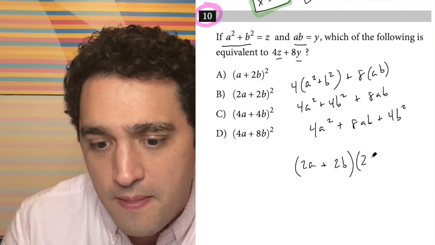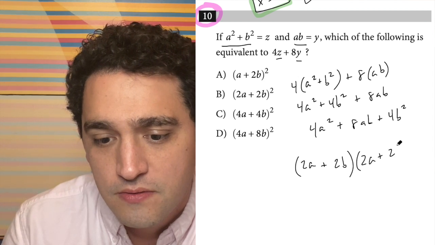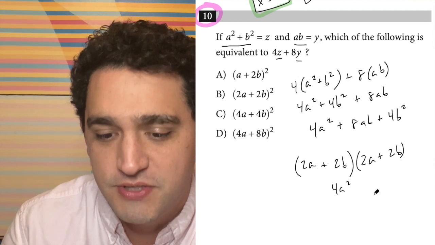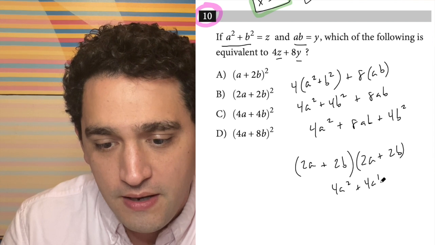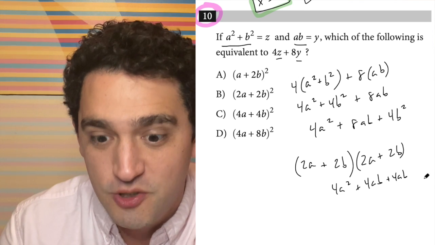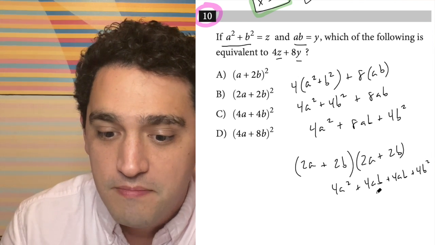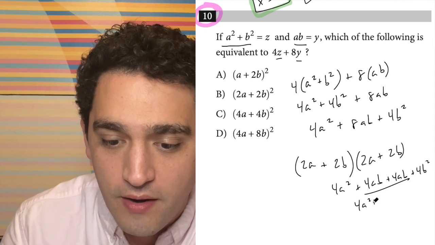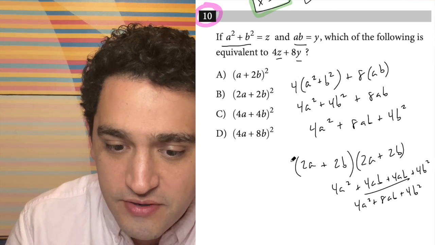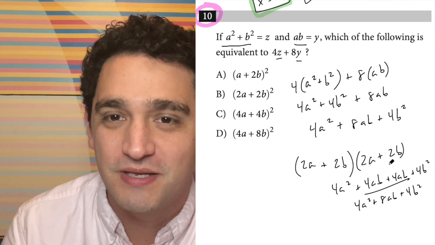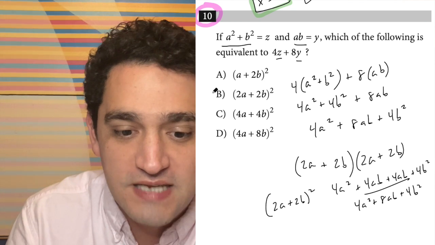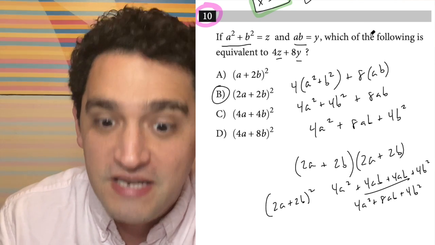Let's see if when we multiply this out, we get this. Well, 2A times 2A is 4A squared. 2A times 2B is 4AB. 2B times 2A is also 4AB. And 2B times 2B is 4B squared. If we combine our like terms here, we have 4A squared plus 8AB plus 4B squared. Well, it looks like our answer is 2A plus 2B times 2A plus 2B, or otherwise 2A plus 2B squared. That's option B. But never fear, there might be an even easier way.